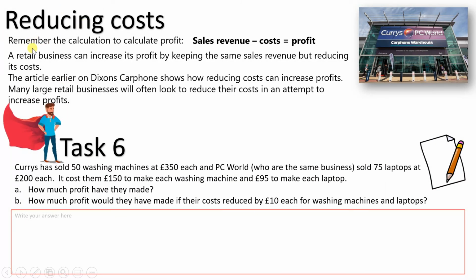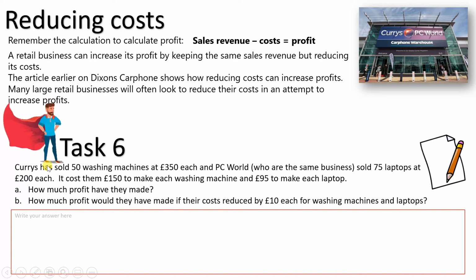Reducing costs. Remember the calculation to calculate profit. Sales revenue minus costs equals profit. A retail business can increase its profit by keeping the same sales revenue but reducing its costs. The article earlier on Dixon's Carphone shows how reducing costs can increase profits. Many large retail businesses will often look to reduce their costs in an attempt to increase profits.